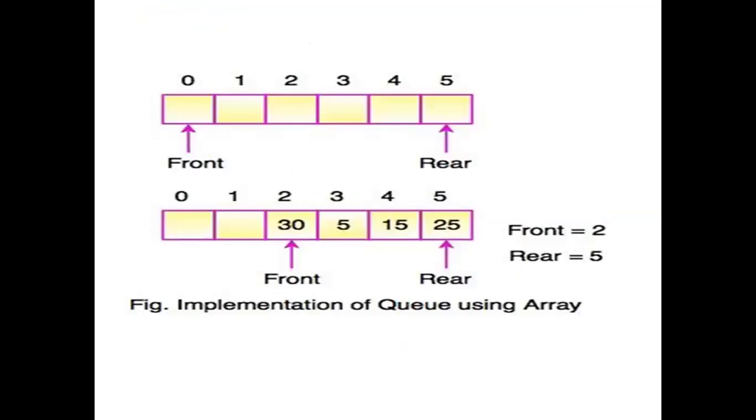So assume this is the front value and this is the rear value, front and rear are 0 and 5. In the second diagram, after deleting two values, the 0 position and 1 position, 2 is the front value and 5 is the rear value. So when I is 2, 2 less than or equal to 5, yes, display the 30. 3 less than or equal to 5, then display the 5 element. And 4 less than or equal to 5, yes, 15 element displayed. 5 less than or equal to 5, 25 displayed. This is the implementation of queue using arrays, with front equal to 2 and rear equal to 5.